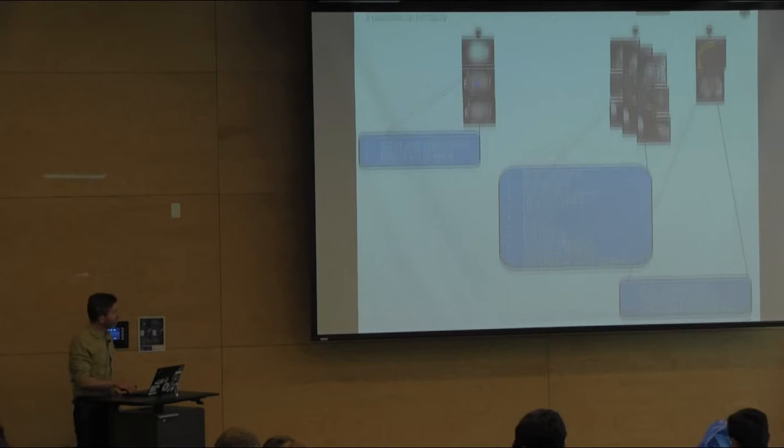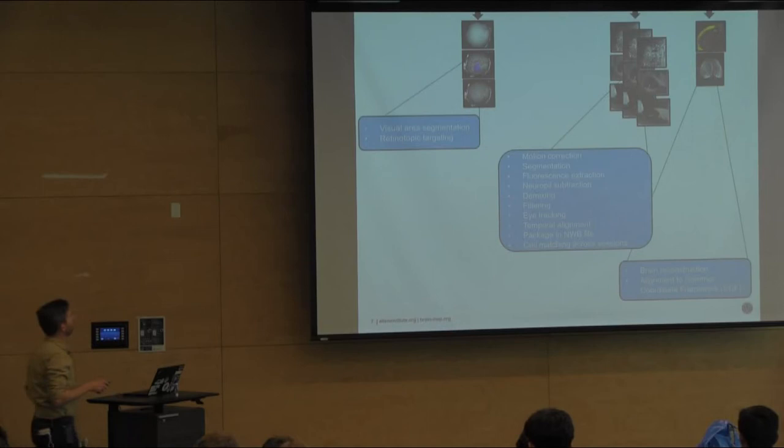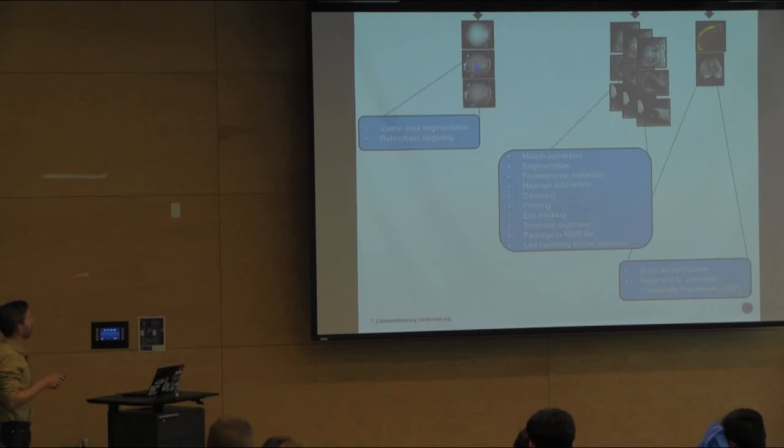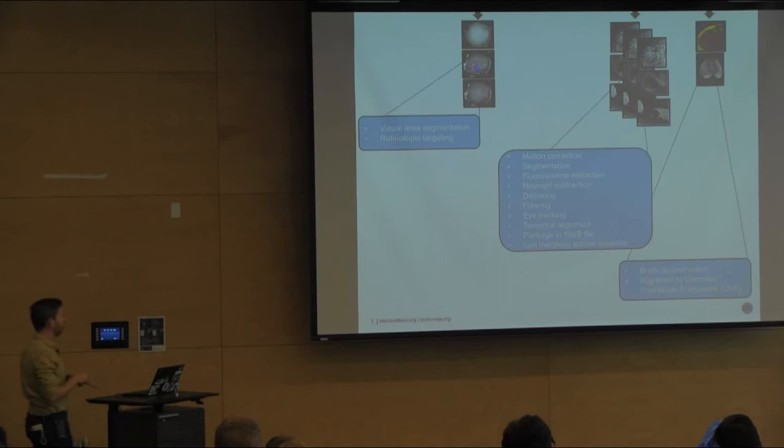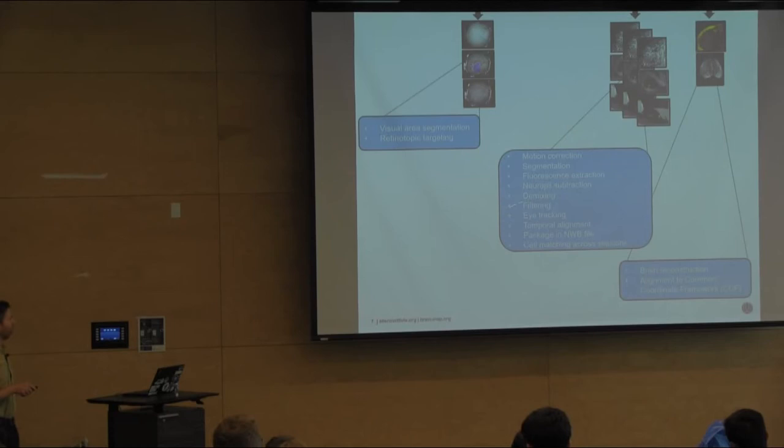So we basically have different types of metadata associated with each of these steps. In particular, we end up with the retinotopic targeting from the visual area segmentation. During the actual recordings, we go through a lot of post-processing: motion correction of the calcium movies, segmentation of individual cells, extracting the fluorescent signal, subtracting off neuropil contamination, demixing cells that might overlap with each other, and filtering out ROIs that are unlikely to be actual cells. We also run an eye tracking algorithm, temporally align all of the signals that we recorded, and package them into an NWB file. Then there's a procedure of cell matching across multiple sessions.